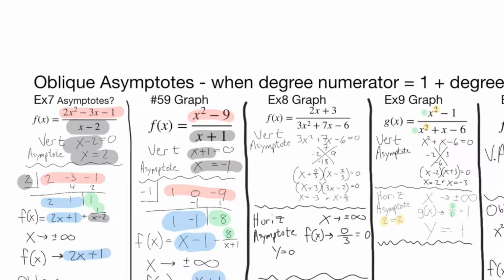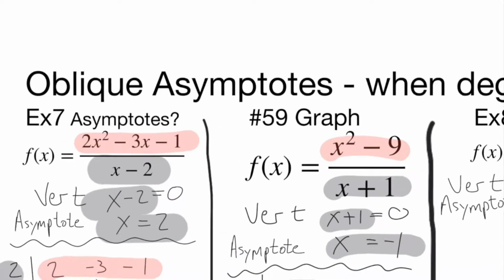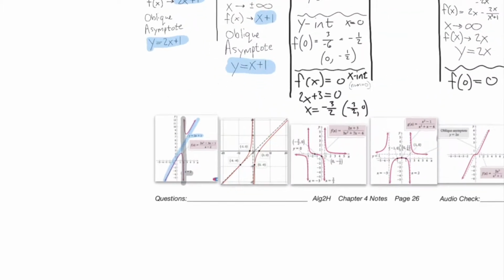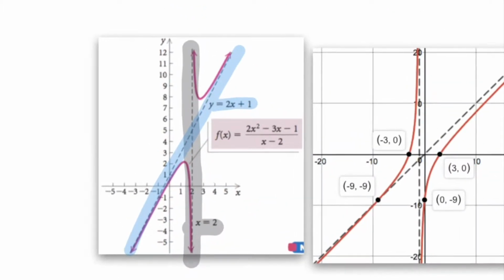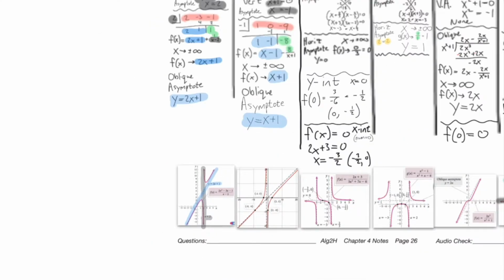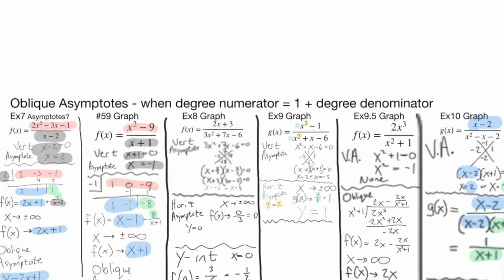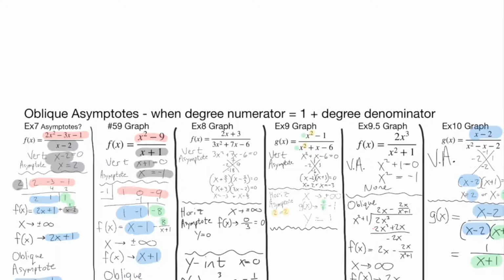So those were horizontal asymptotes. Here are oblique asymptotes. Let me give you a visual picture of what an oblique asymptote looks like. It looks like this. The dotted line is now diagonal. So they occur when the degree of the numerator is equal to 1 plus the degree of the denominator. So the numerator is 1 higher.